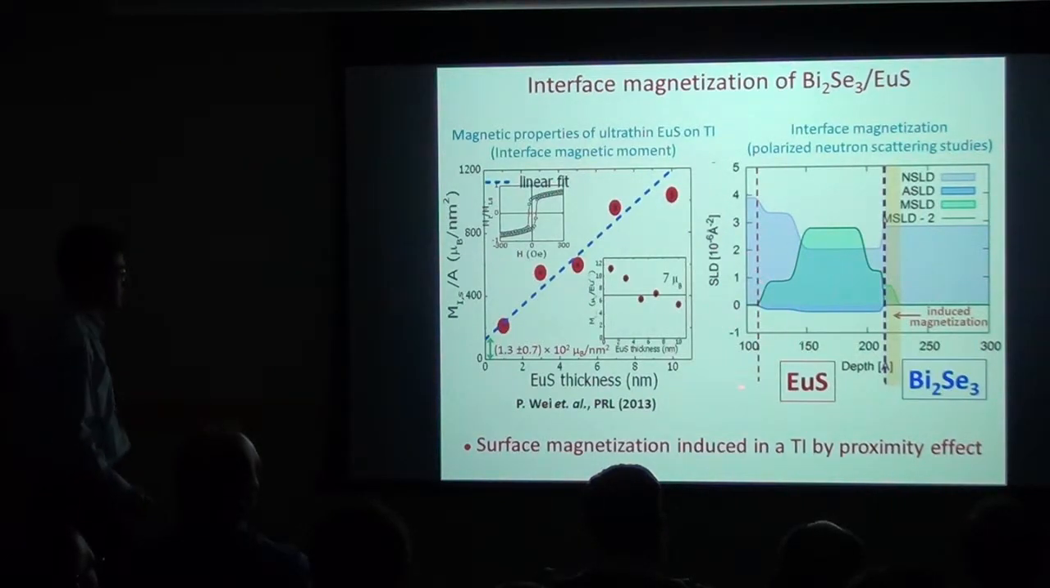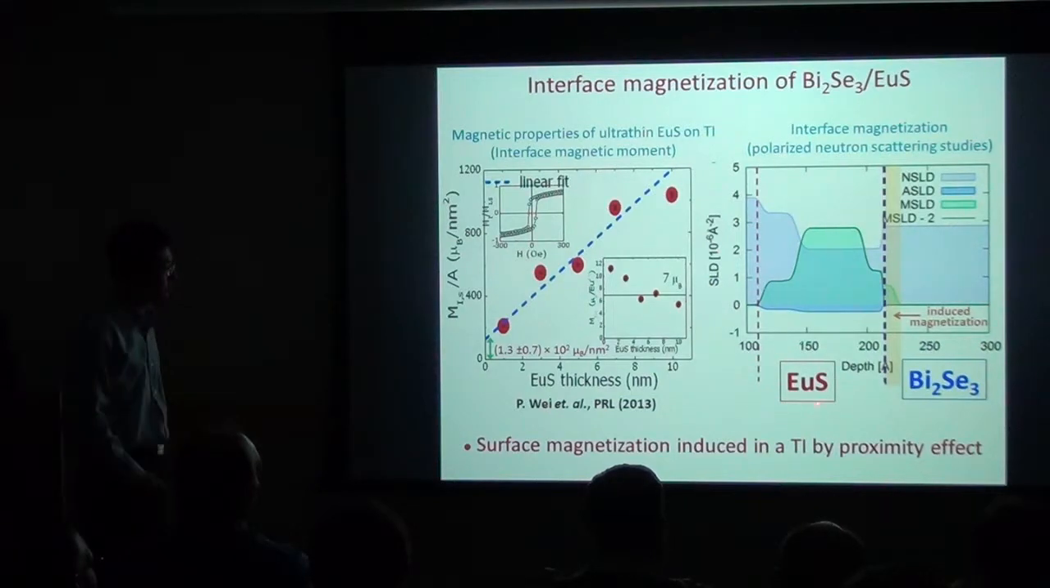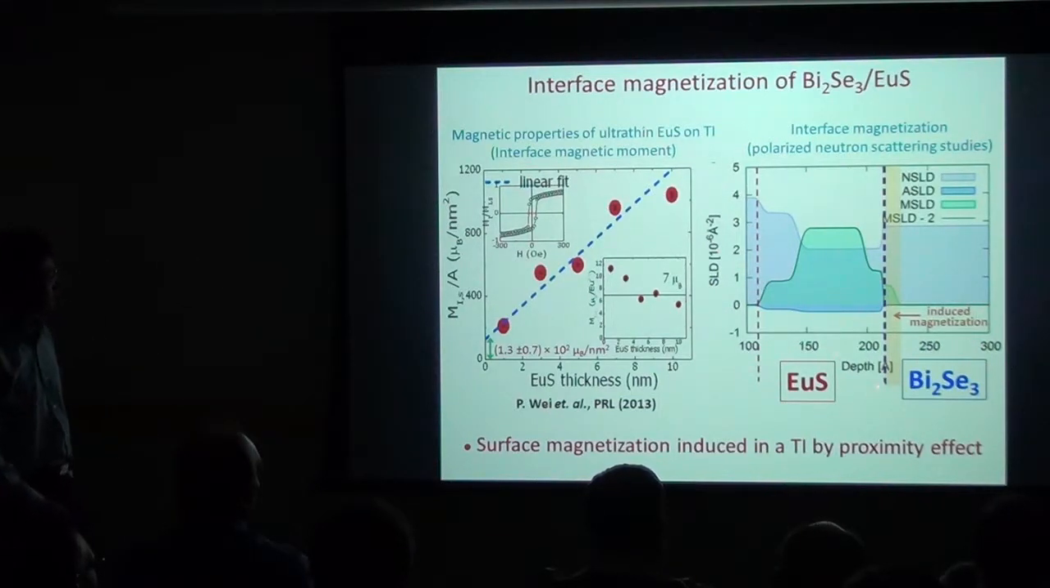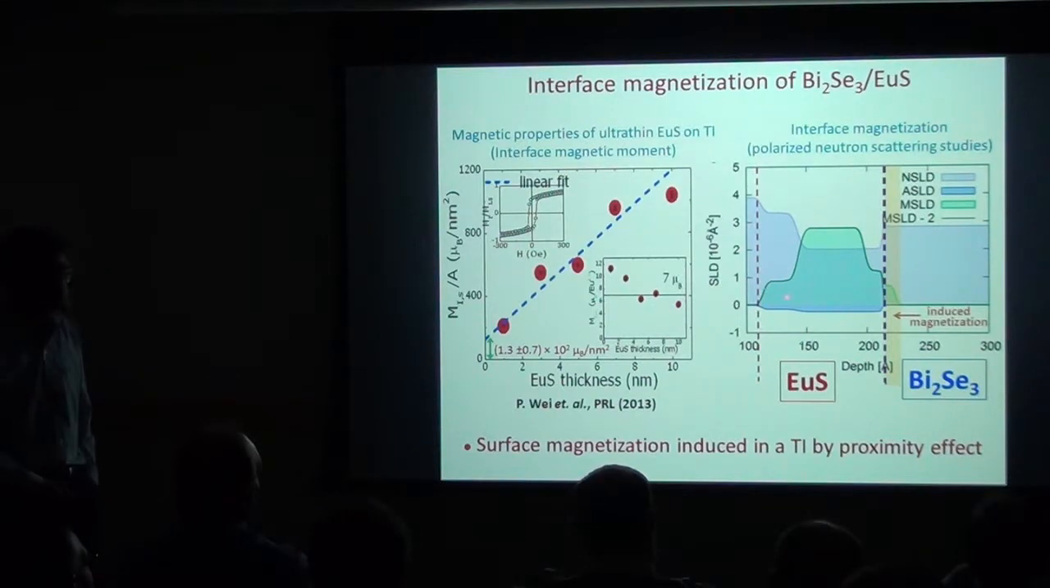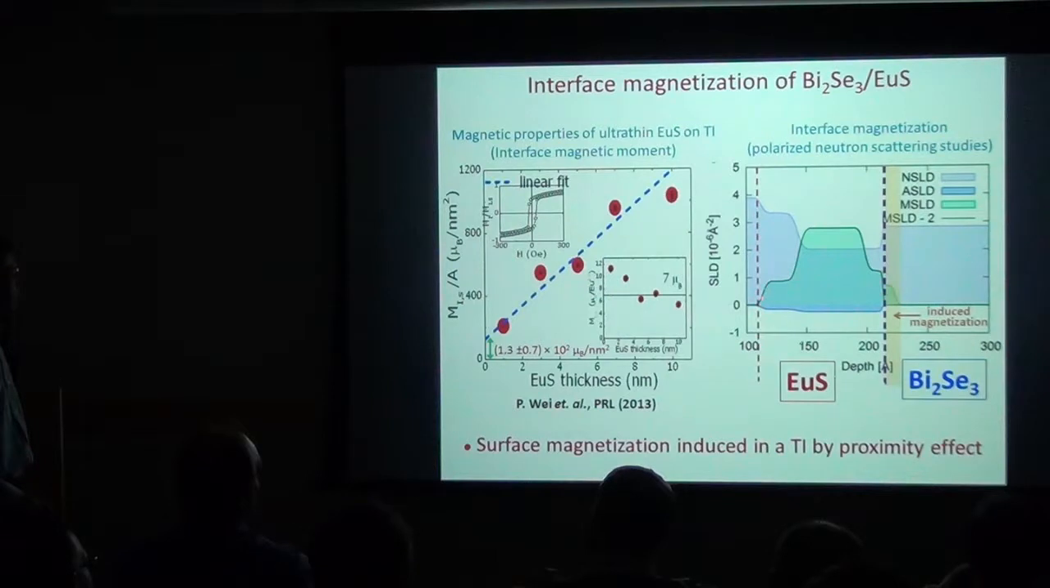And that cross-section is extremely sensitive to the material. So neutron scattering can definitely tell you where the interface is in the heterostructures. However, as soon as you turn on the polarization, the signal is sensitive to the spin, to the magnetic moment of the material, and that follows this green curve. And you can see this green curve actually penetrates into bismuth selenide by about 1 or 2 nanometers.